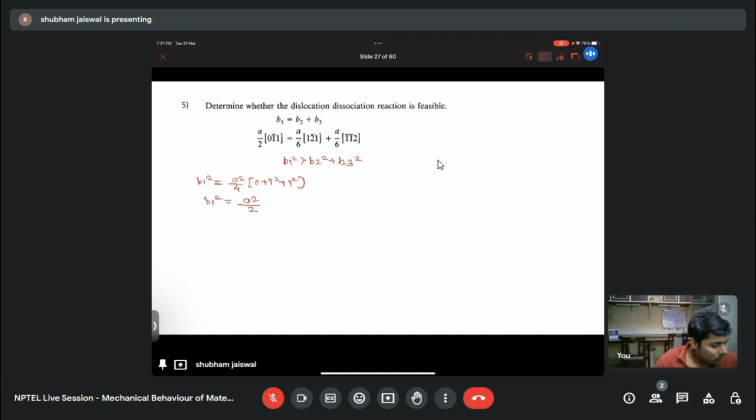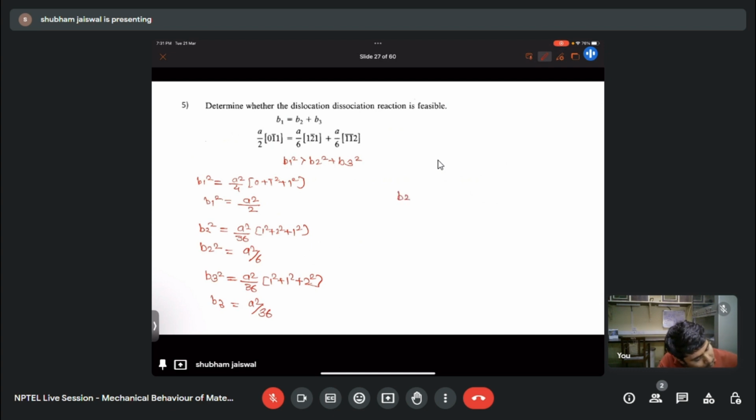Now we have b2 square. b2 square is how much? a square by 36, (1 square plus 2 square plus 1 square). So b2 square comes out to be a square by 6. And if we calculate b3 square, b3 square will be a square by 36, (1 square plus 1 square plus 2 square). And this also comes out to be a square by 6.